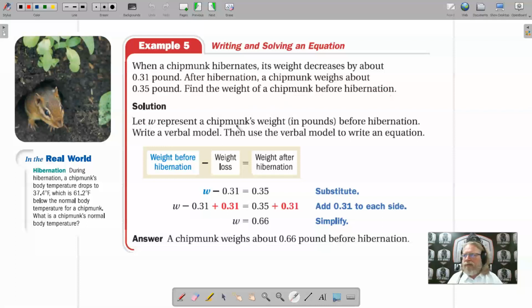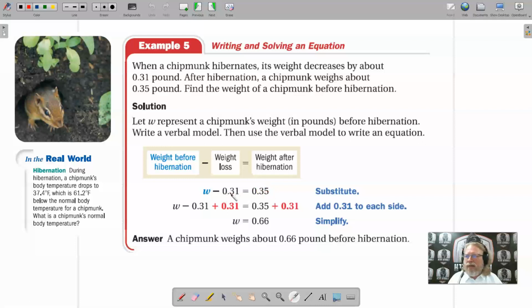So we're going to let W represent the chipmunk's weight in pounds before hibernation. Write a verbal model, then use the verbal model to write an equation. So we're going to say that his weight before hibernation minus the weight that he loses during hibernation would be his weight after hibernation. Well, if we set that up, we could have W, because the weight before hibernation is what we don't know, minus the weight that he loses equals the weight that he weighs after hibernation.